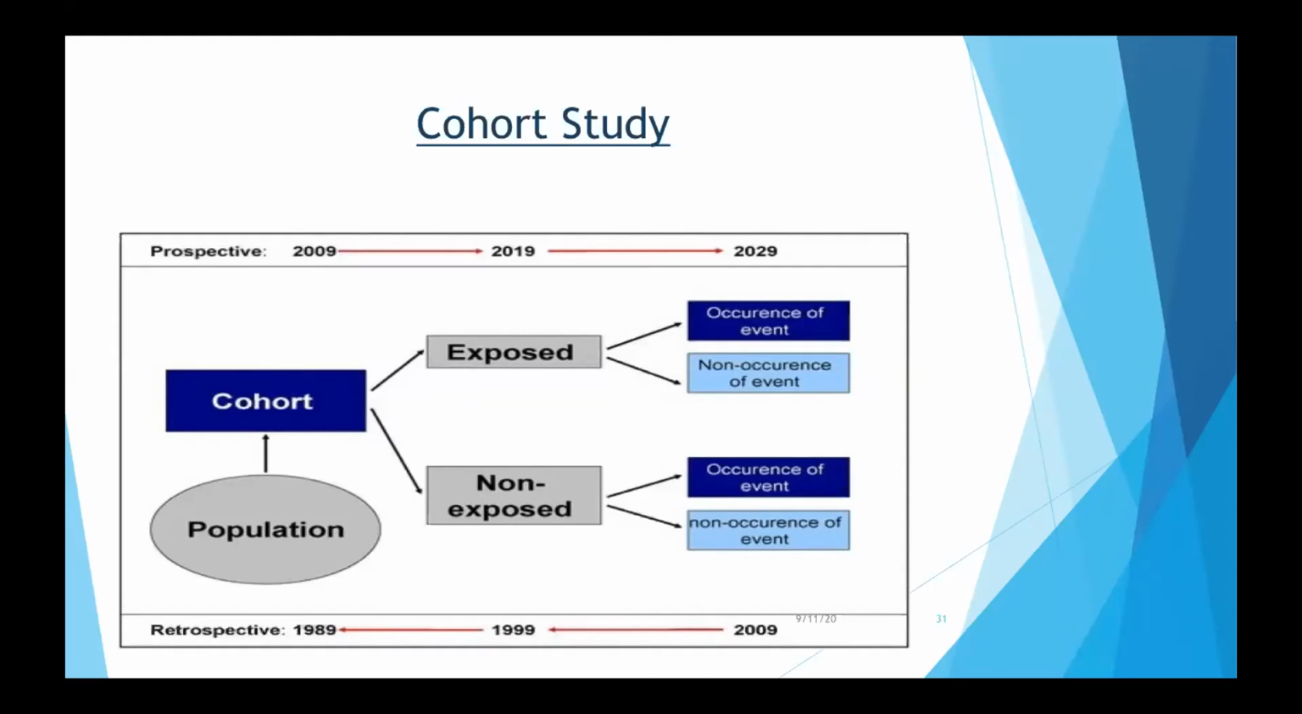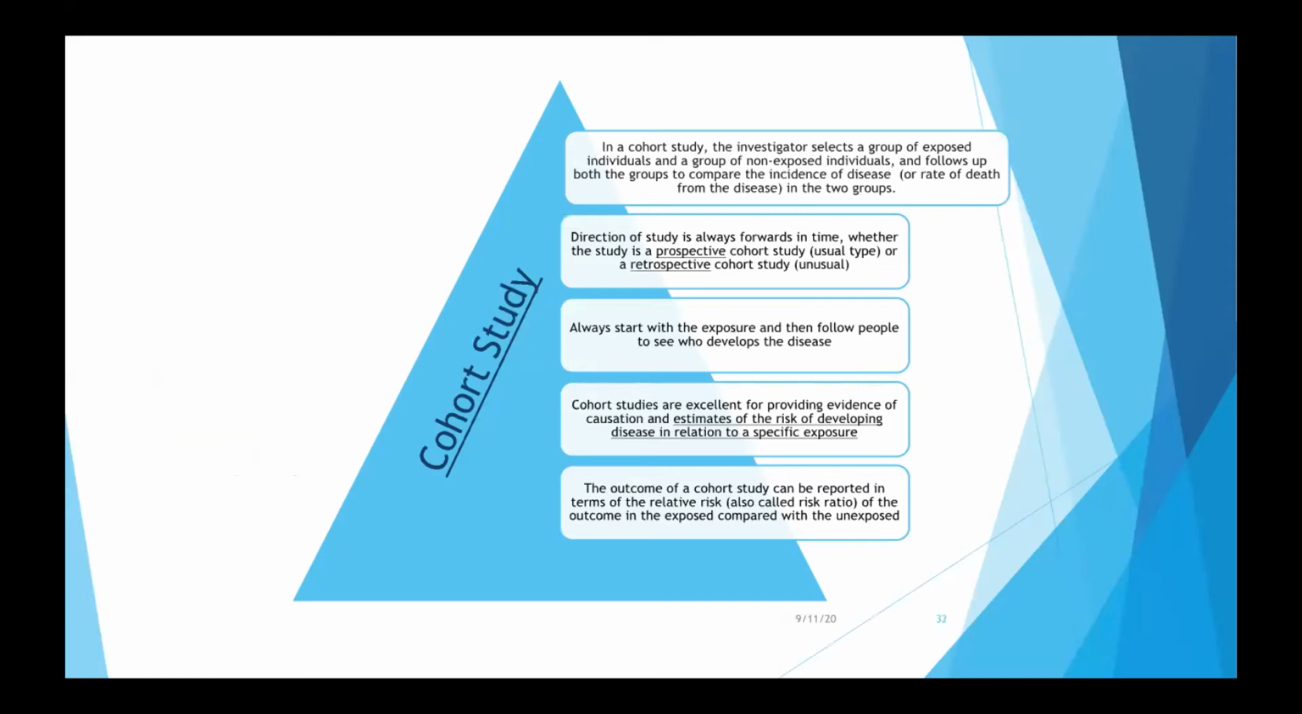you will start دائما بالexposure، بعدين you will follow for the disease to develop or not to develop. okay. طيب كيس الكوهورت ستدي عبارة عن investigation investigator select a group of exposed individuals and a group of non-exposed individuals and follow them both to compare the incidence of the disease.